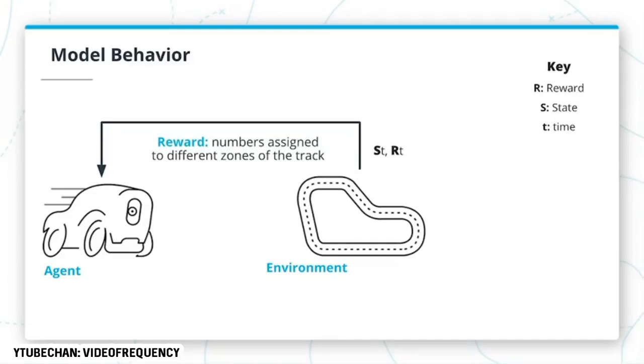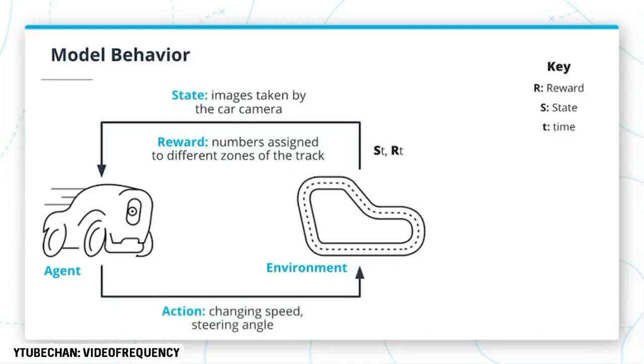DeepRacer takes about 15 pictures per second as it drives around the track. Each image represents a state. After each picture, DeepRacer takes an action, like changing its speed or steering angle. The process we just described happens over and over again because learning takes practice. The more the car goes around the track, the more experience and knowledge it collects. The more knowledge it gets, the smarter it gets.